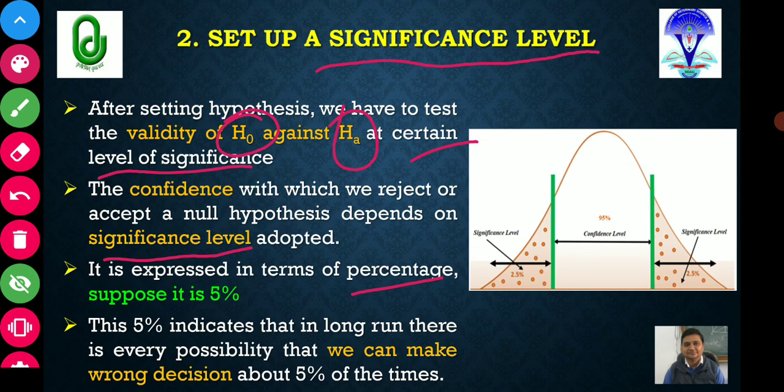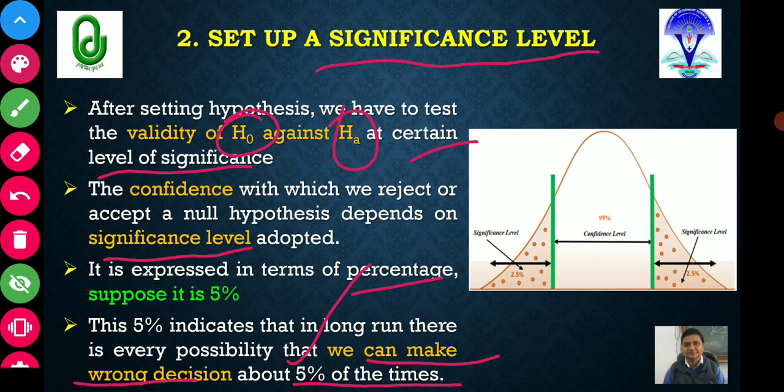Suppose you have fixed the level of significance at 5%. What does it indicate? This 5% indicates that in the long run, if you are performing n number of such similar experiments, there is every possibility that we can make a wrong decision about 5% of the times. So if you are conducting 100 such experiments, there is every possibility that 5 times your conclusion may be wrong.